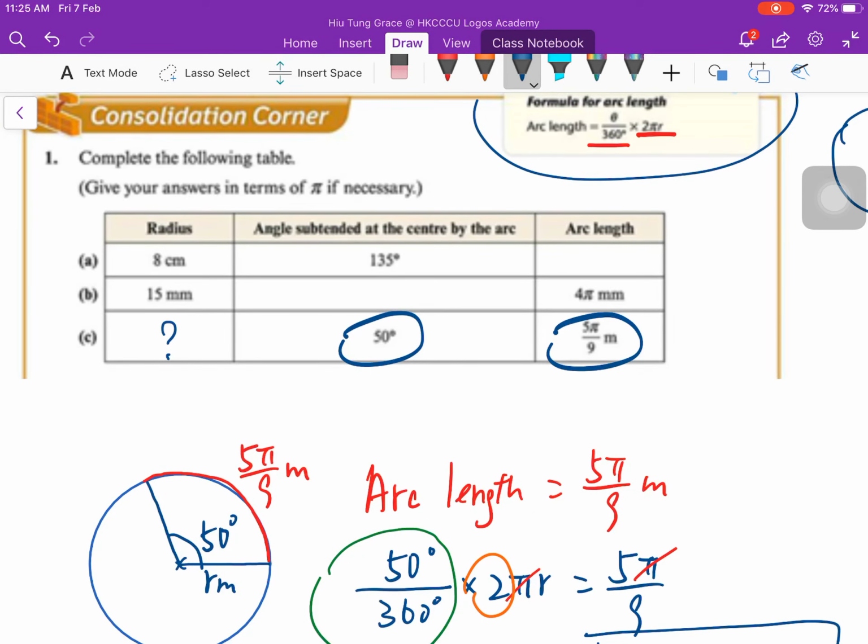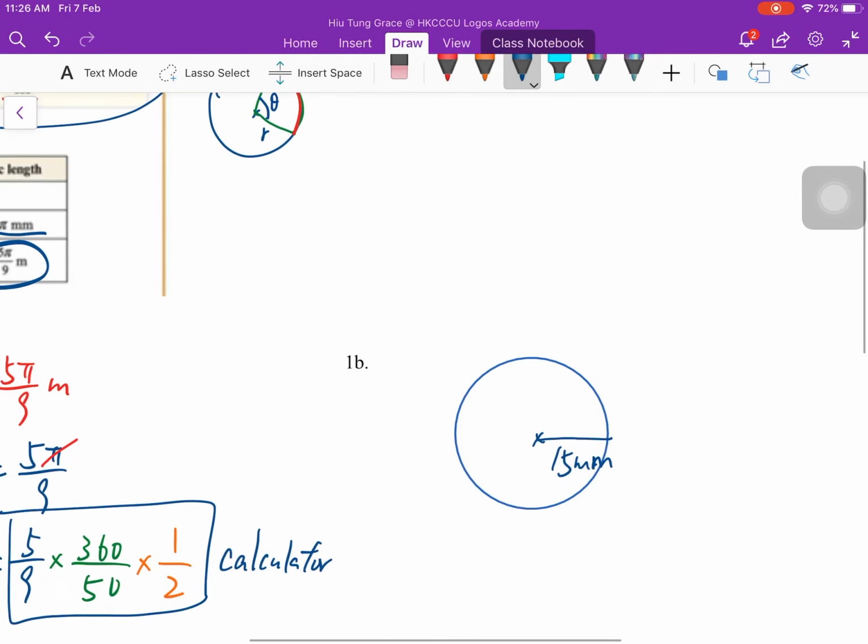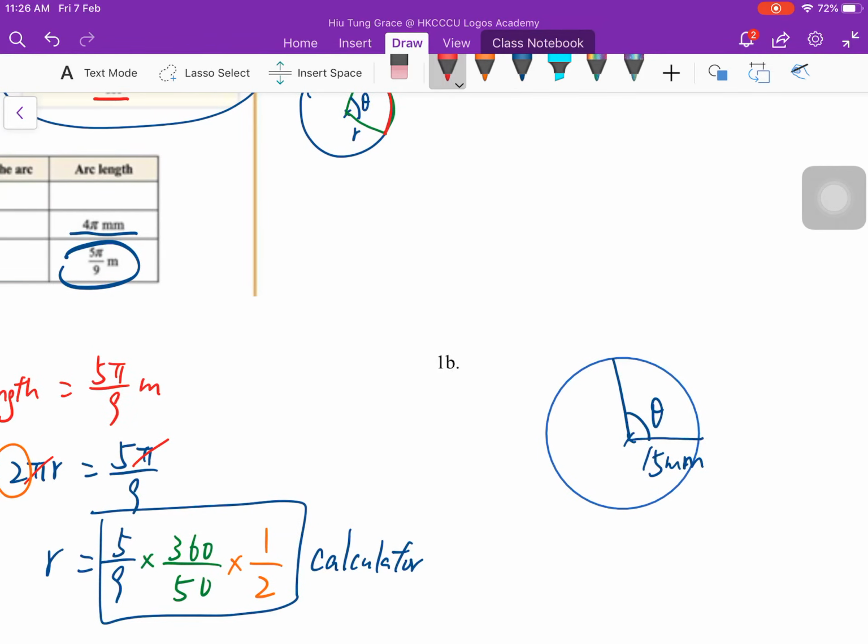For 1B, you are given that the radius of the sector is 15 mm and the arc length is 4 pi mm. You don't know the angle of the sector. We usually represent it by a symbol called theta. So on a rough paper, you can just draw like this. You don't know the angle. You know that the arc length is 4 pi millimeters.